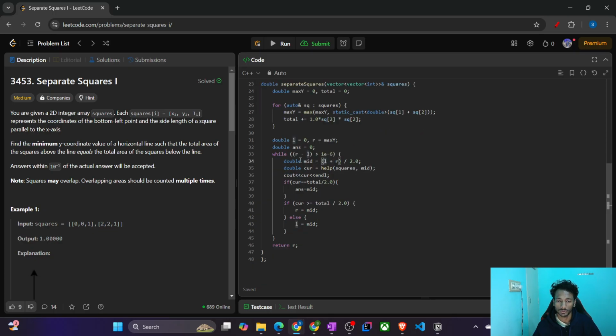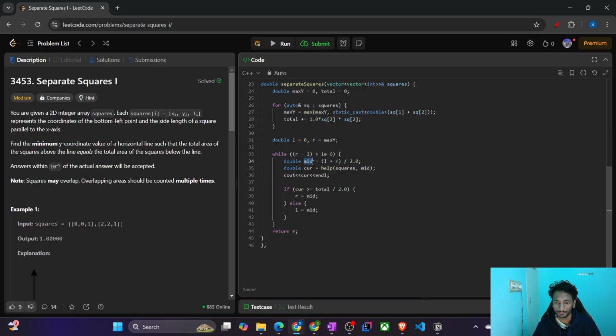Now what will be the left pointer? The left pointer will be 0, and the right pointer will be the maximum y coordinate I have seen. Initially we don't need the answer here. They mentioned that we have to find the answer within a 10 to the minus 5 range. So I will check if r minus l is greater than 10 to the minus 6, then I have to continue our binary search.